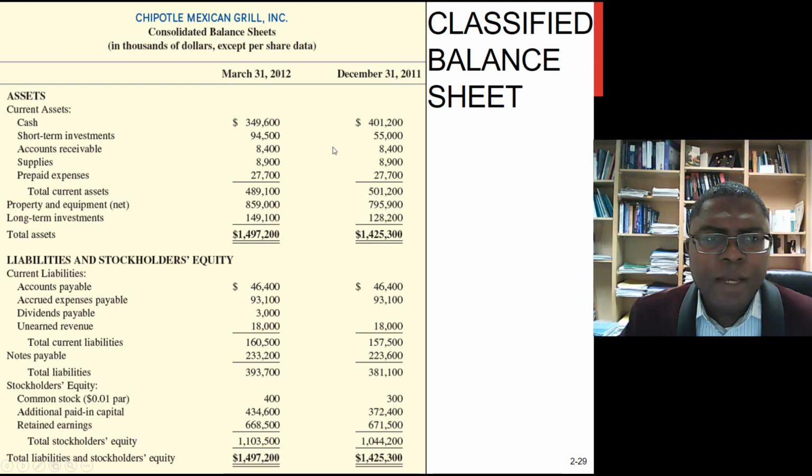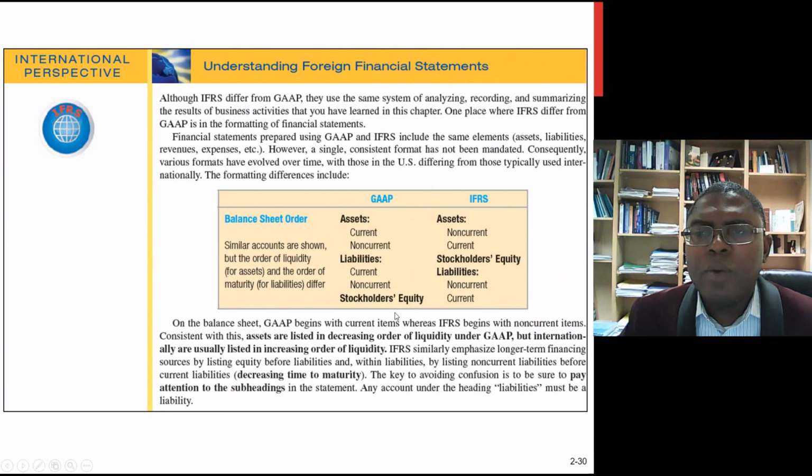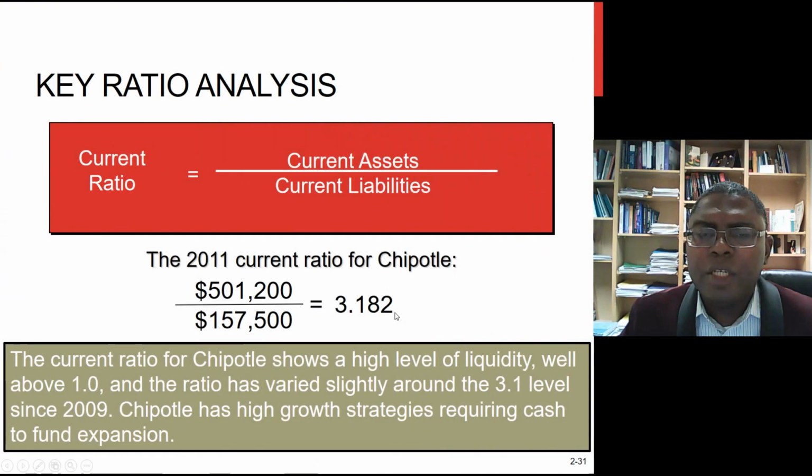So what we find, we are looking for total current asset. This is current asset 501, and then current liabilities. This is current liabilities 157,500. So that is what we are going to bring into this equation to compute the current ratio.